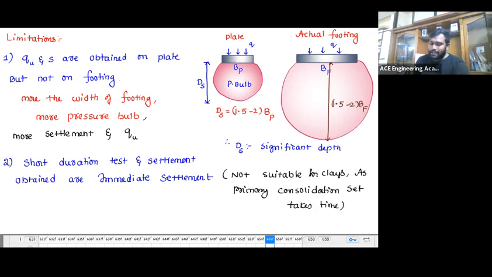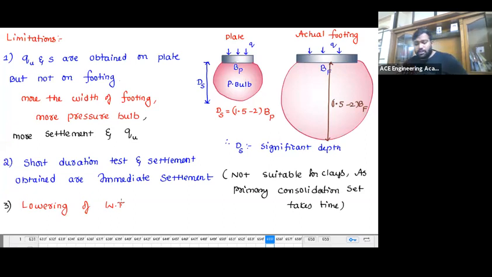And see, in reality, we don't lower the water table up to 1 meter below the footing level, because I told you if the water table is anywhere, we can construct the footing. But if the water table is above the base of the footing, ultimate bearing capacity will decrease. So here one more limitation is lowering of the water table.